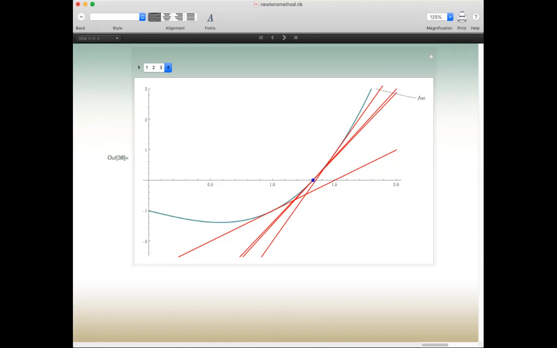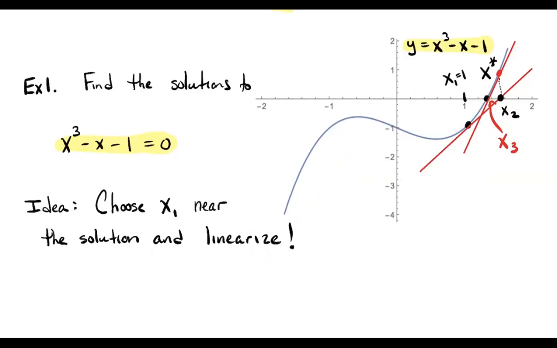Let's go back to the whiteboard and we'll see if we can't write down some of the mathematics. How do we calculate this, right? Because when someone's asking you to estimate solutions of an equation, you're not going to come back with a picture. You want to give them some number. So we've got the idea that we choose x1 near and we linearize and we generate a sequence.